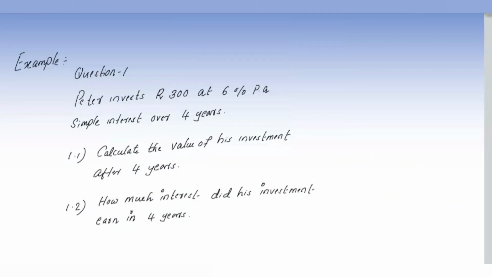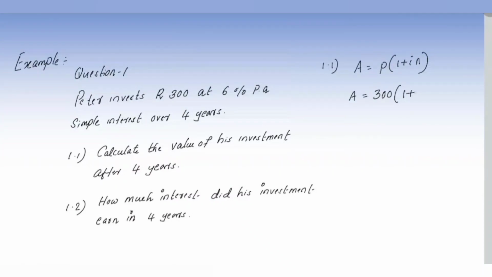Question number 1.1. Since simple interest is involved, we have to use the formula A is equal to P bracket 1 plus in. Yeah, the bracket is very important. Now you have to substitute. Because you are calculating A, just leave A as it is. Then P, that is the principal amount, the initial amount. That is the 300 rand. So you have to write 300 rand.